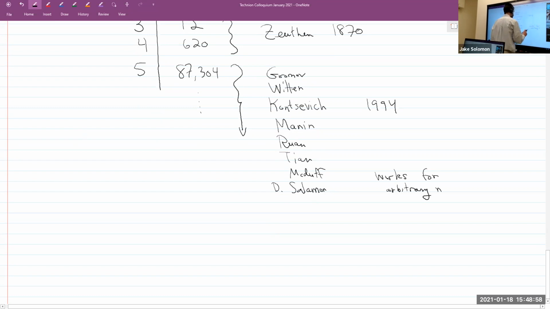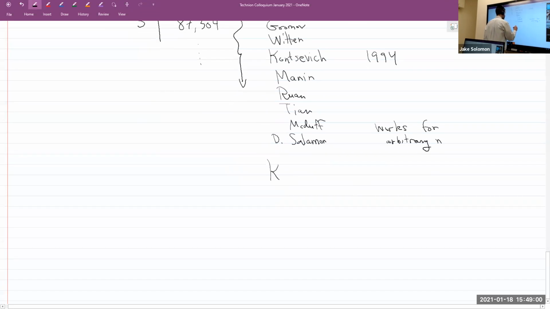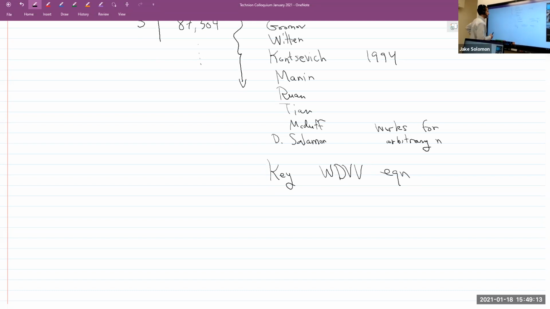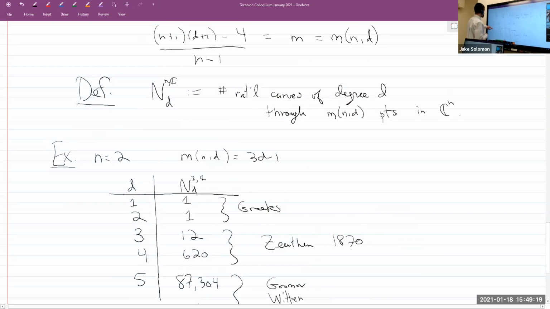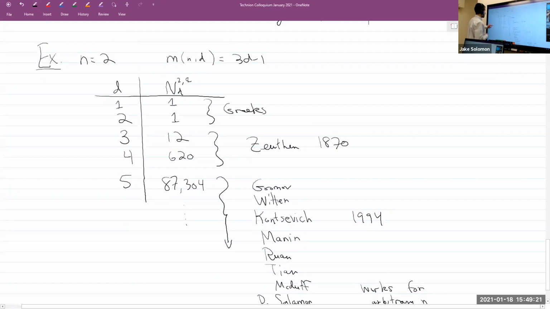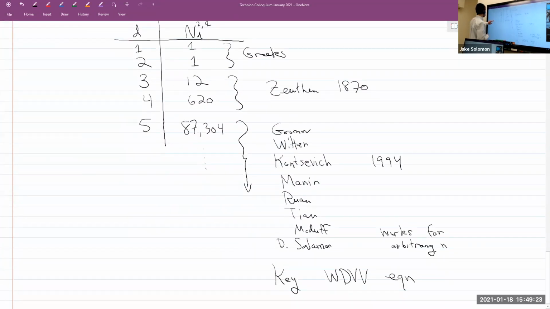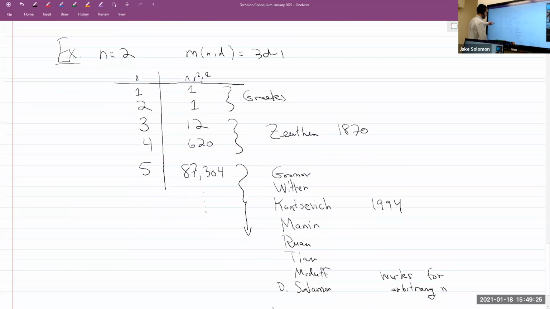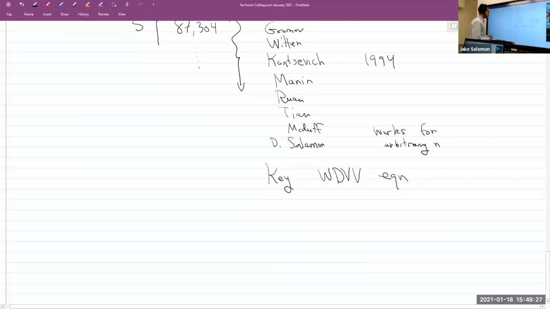And the key ingredient here is what you call the WDVV equation. That stands for Witten, Dijkgraaf, Verlinde, and Verlinde. The Verlinde brothers are some physicists, apparently twin brothers, both string theorists. Anyway, this is the story of this problem over the complex numbers.